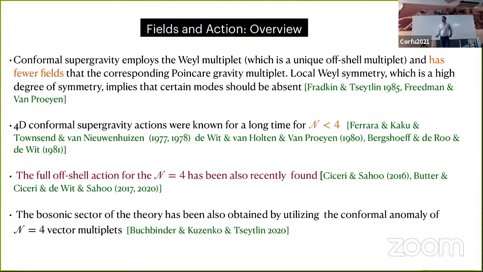Also, 4-dimensional conformal supergravity actions were known for a long time only for N less than 4. The N equals 4 supergravity, the full off-shell action, has been constructed only very recently, in the papers of Butter, de Wit, Kuzenko and Lodato, a few years ago. Also, Fradkin and Tseytlin, and Buchbinder and Kuzenko, proposed another way to find the bosonic sector of this theory, by utilizing the conformal anomaly of the N equals 4 vector multiplets.